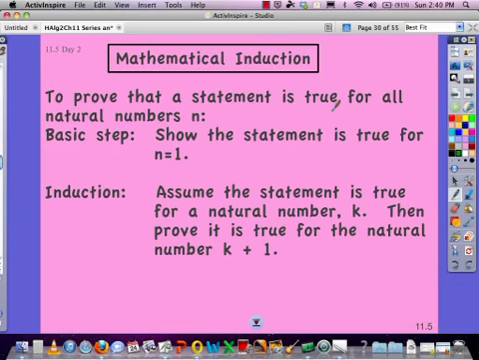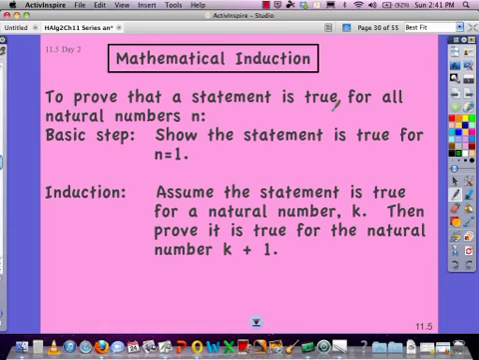Okay, now we're ready to talk about that second part of 11.5, which is a little different, and it relates very similarly back to some proofs you were doing in geometry, but this is called mathematical induction. All right, so taking a look at our process here, you can see that this is going to be proving, and we're going to prove that a statement is true for all natural numbers n.